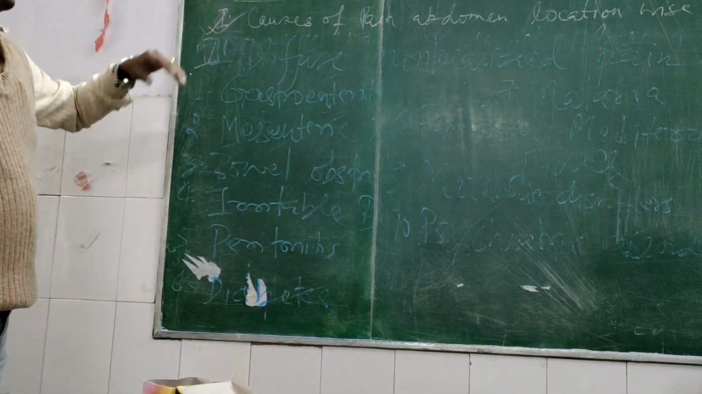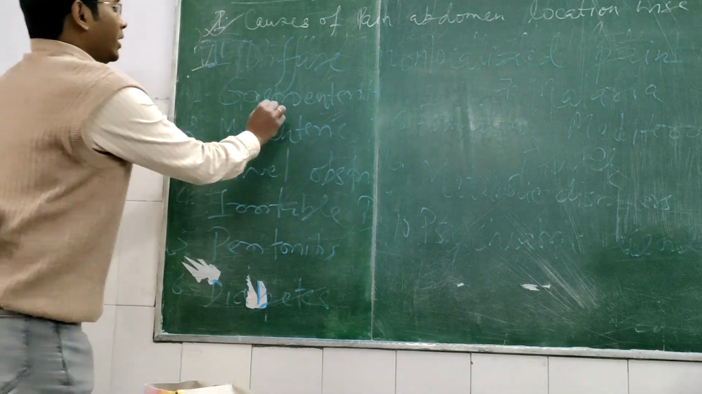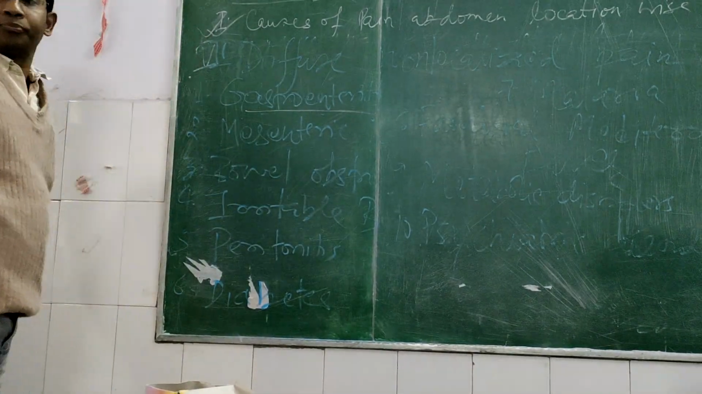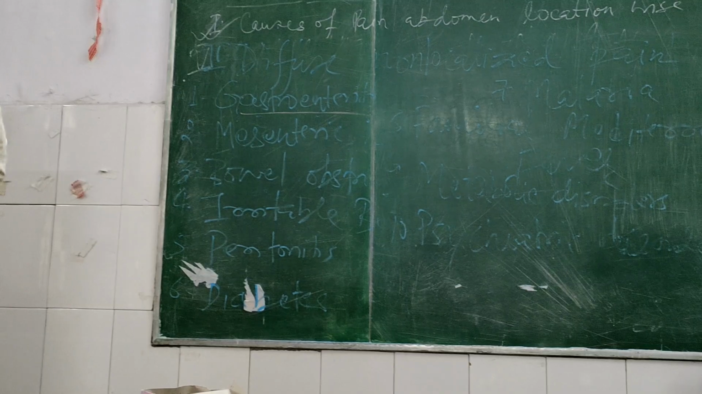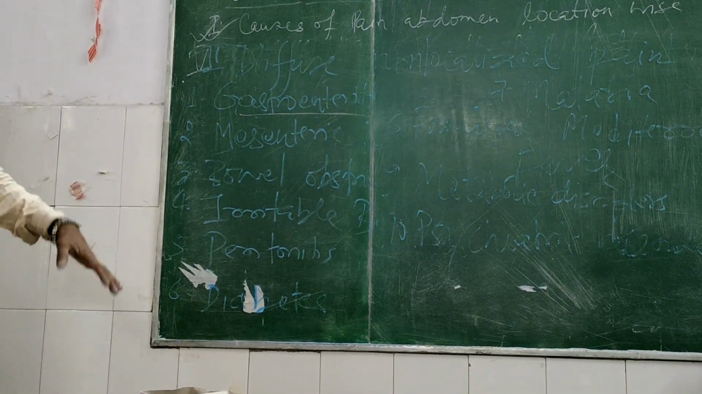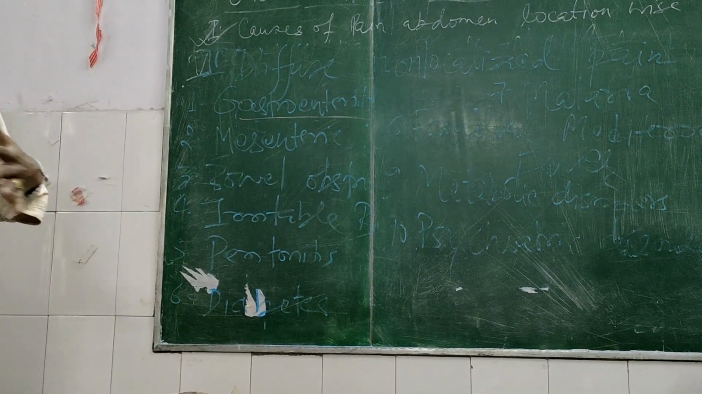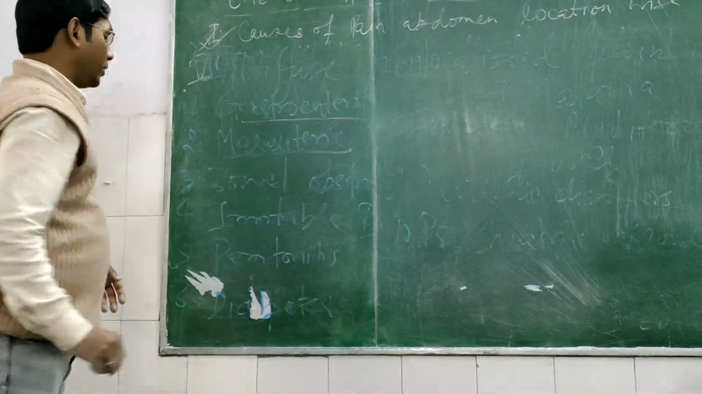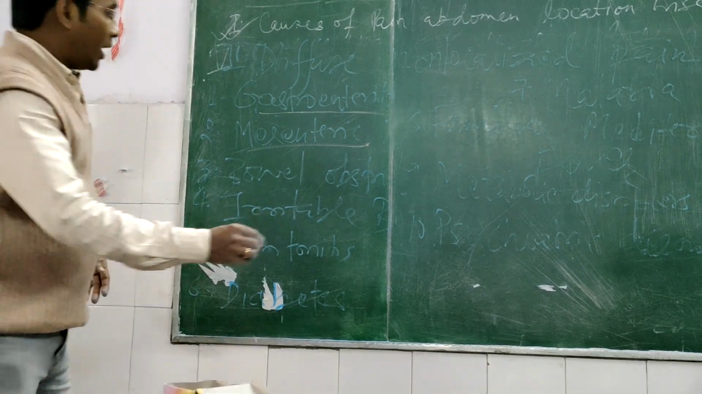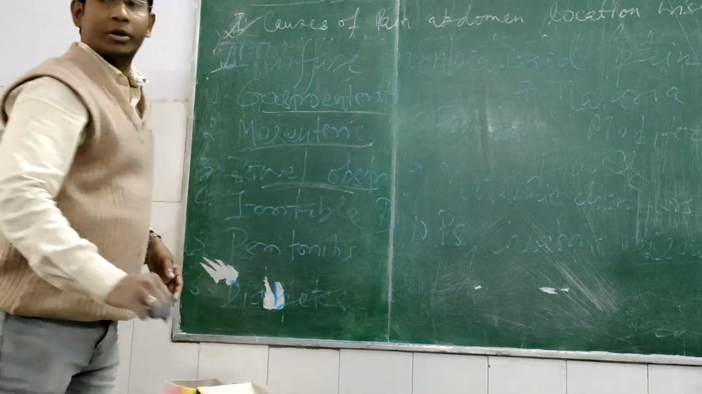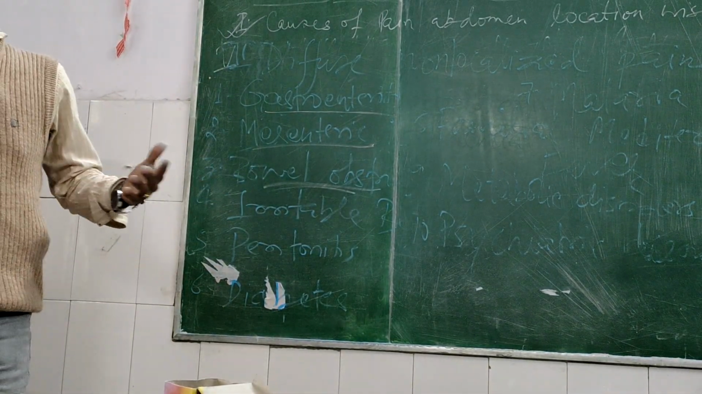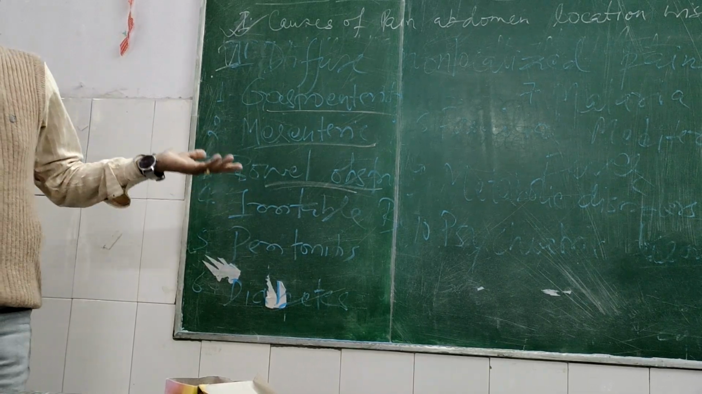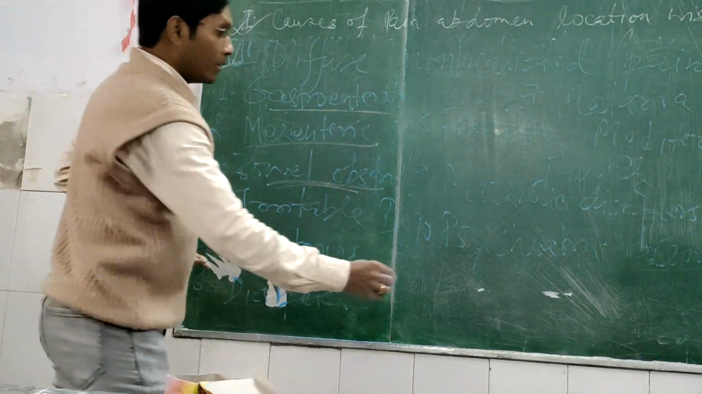So diffuse non-localized pain in gastroenteritis, which we come across very commonly. The pain of gastroenteritis is diffuse non-localized. In mesenteric ischemia there will be non-localized pain. Bowel obstruction: a patient of bowel obstruction can also have diffuse non-localized pain, as also periumbilical. Irritable bowel syndrome.